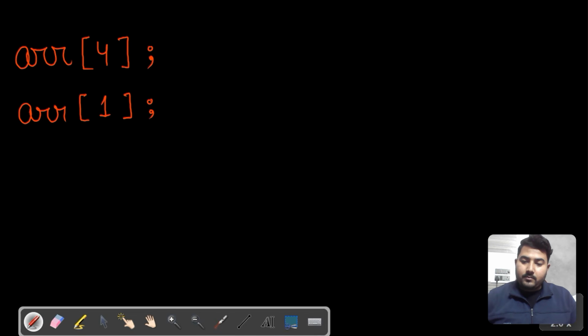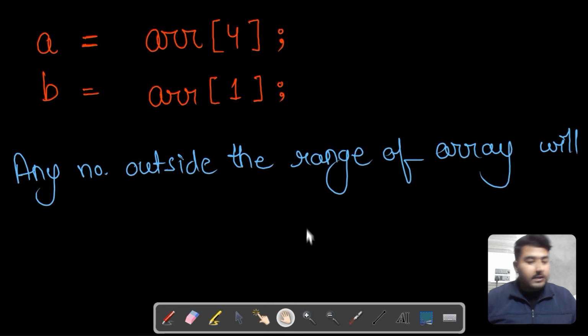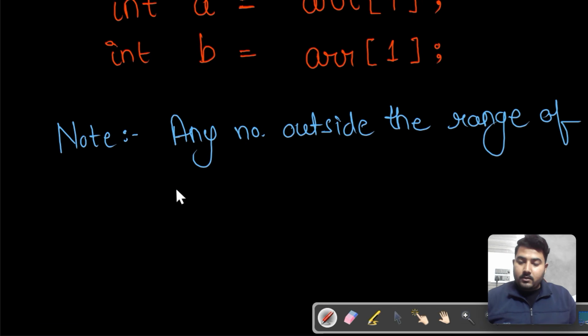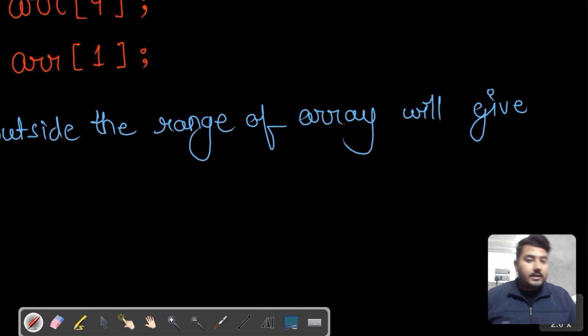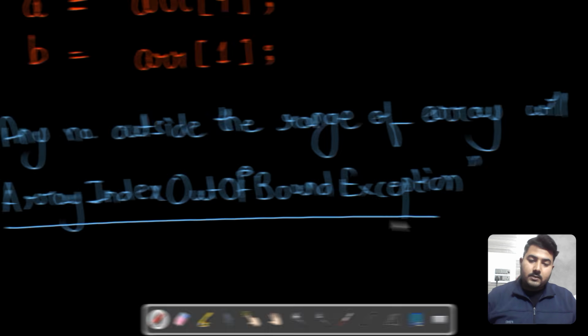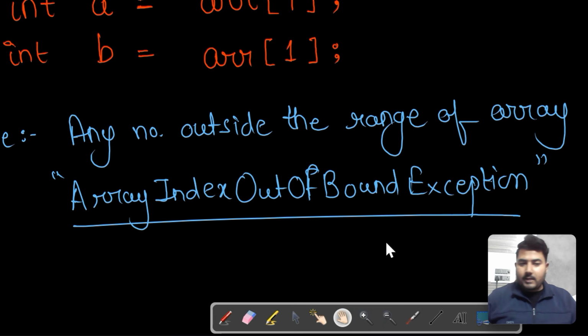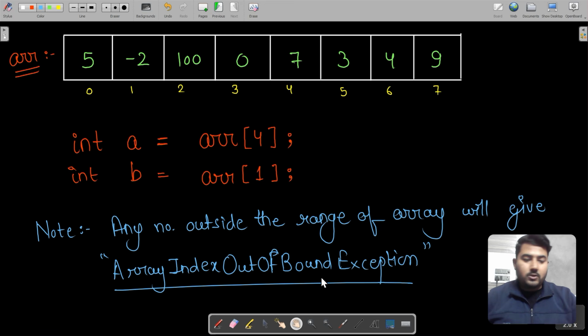Any number outside the range of the array will obviously give us an exception. But what kind of exception? What is the name of the exception going to be? The exception name would be index out of bound exception. This will be the name of the exception, as it is very self-explanatory that the index we are trying to place is out of the range of our array.